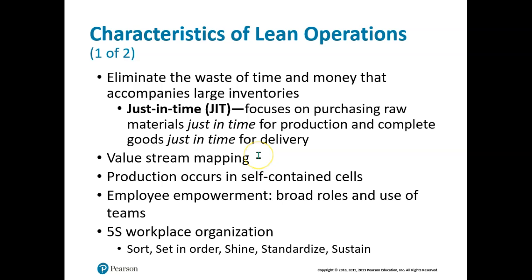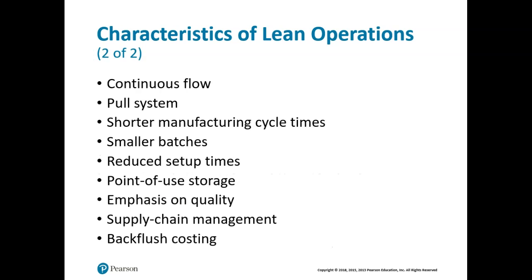Value stream mapping. Okay, production occurring in self-contained cells. All right, this is actually good for employees too because you've got more ownership of a product or a process. Employee empowerment, making decisions at the lowest levels possible. So broad roles and the use of teams. And then the 5S workplace organization, where we sort, set in order, shine, standardize, and sustain. And you can read all about this in the textbook, okay?